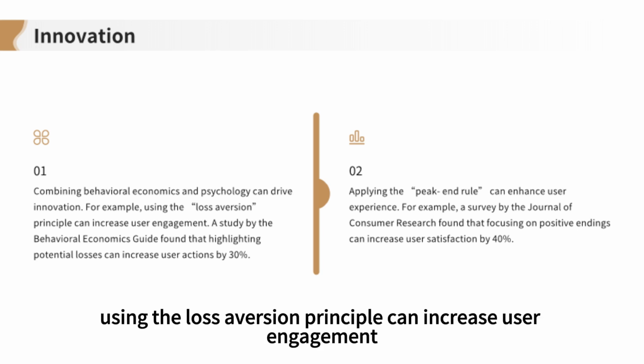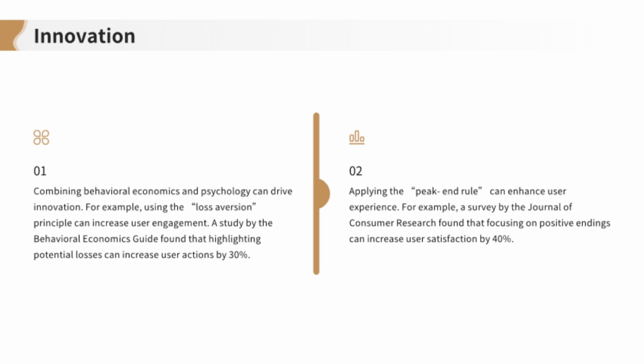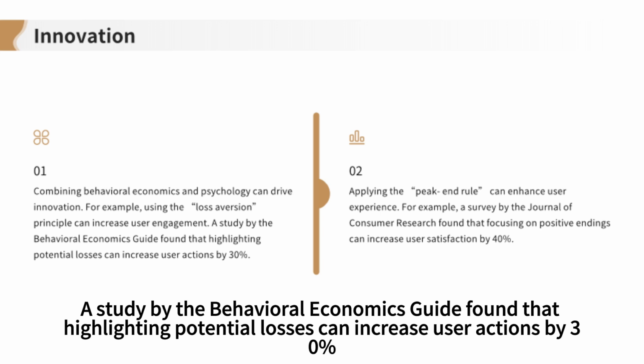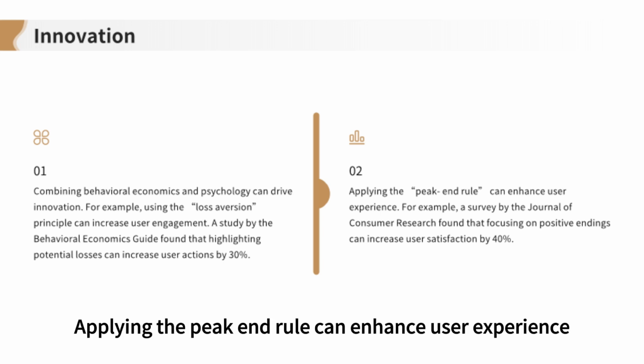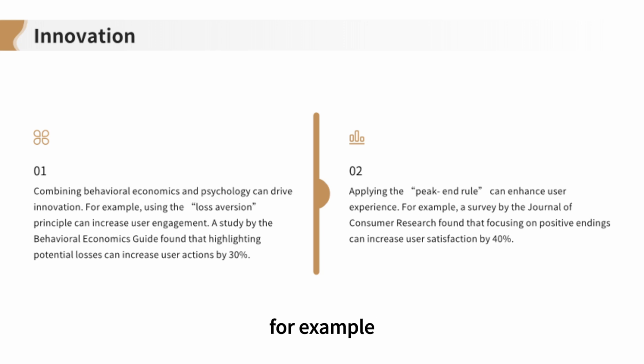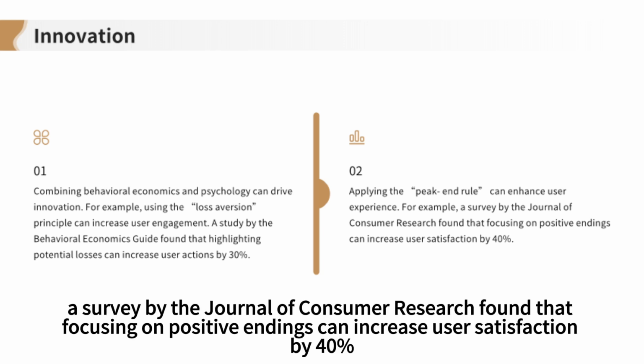For example, using the loss aversion principle can increase user engagement. A study by the Behavioral Economics Guide found that highlighting potential losses can increase user actions by 30%. Applying the peak-end rule can enhance user experience. For example, a survey by the Journal of Consumer Research found that focusing on positive endings can increase user satisfaction by 40%.